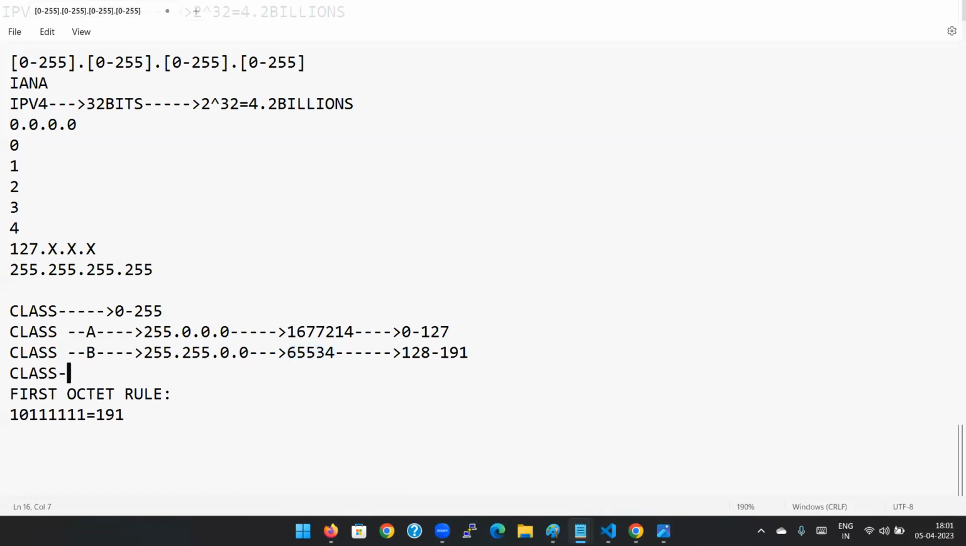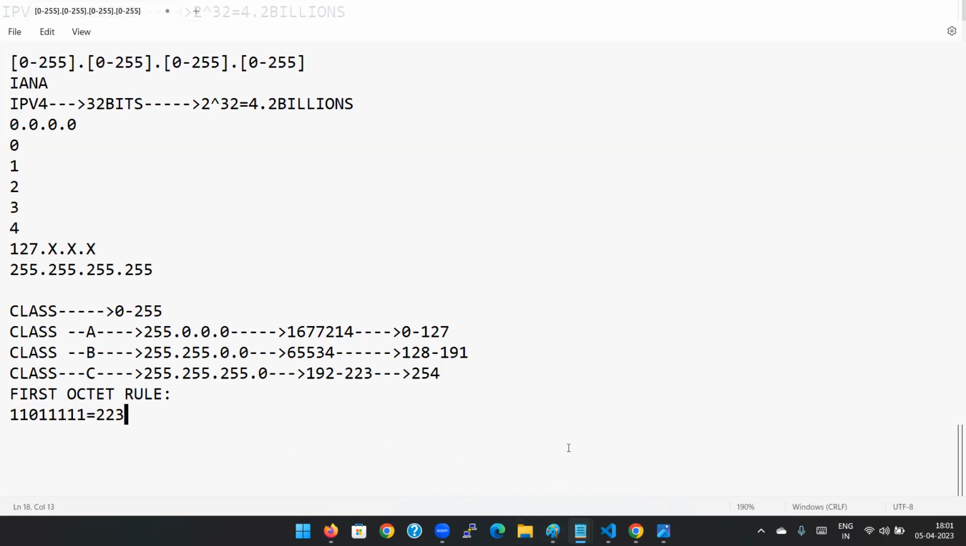There is another class, class C. In class C, the subnet mask will be 255.255.255.0. In the first octet, the class C range is 192 to 223. The number of devices here is 256 IPs generated, among which 2 IPs will be removed. In total 254 IPs will be usable, so 254 devices can be configured inside the class C range.